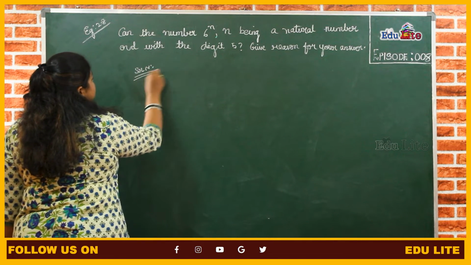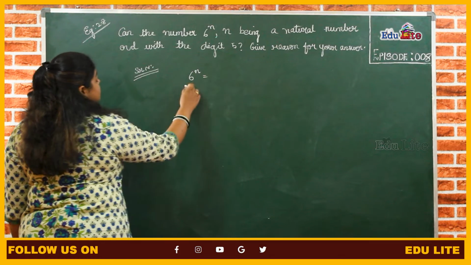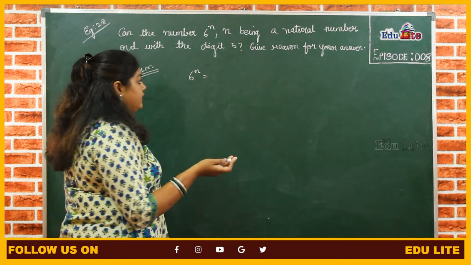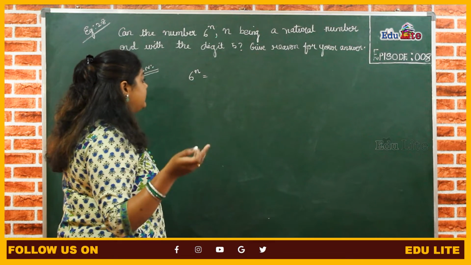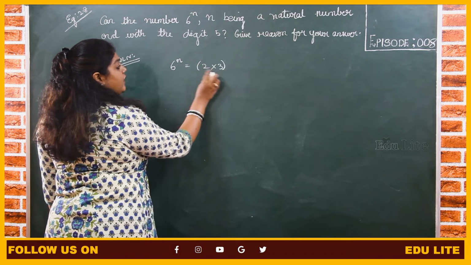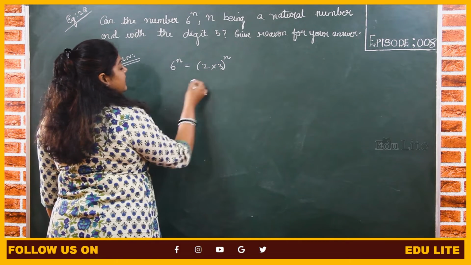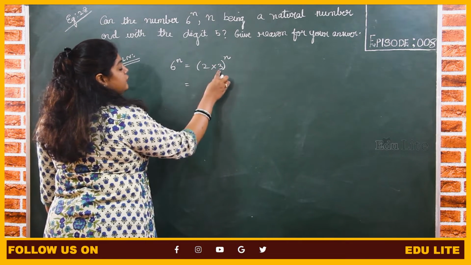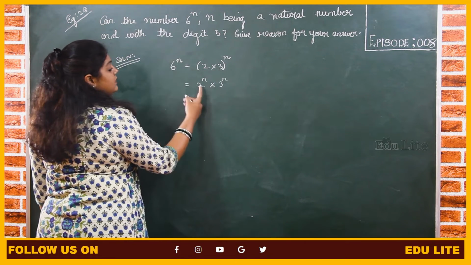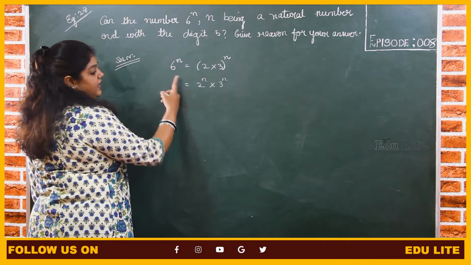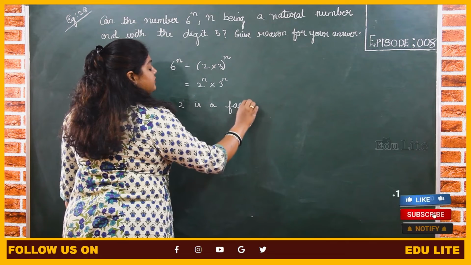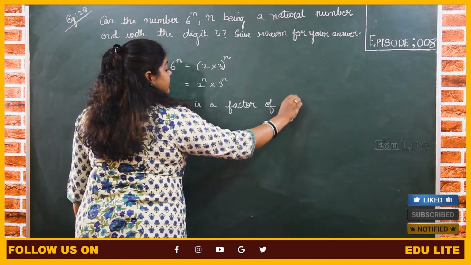So how to do that is, 6 power n is given. 6 is a composite number, and it can be expressed as a product of one or more primes by the fundamental theorem of arithmetic. So this can be expressed as 2 into 3, the product of 2 primes, power n. And this n is common to both the terms. It can be expressed as 2 power n into 3 power n. Now, both of these are factors of 6 power n, where 2 is a factor of 6 power n.